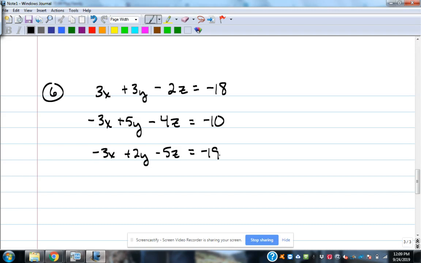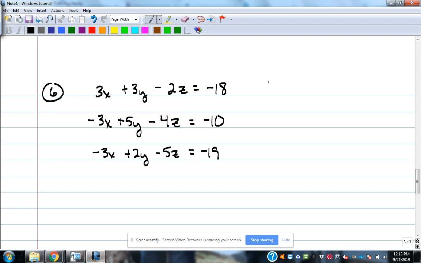Right? So we got 3x plus 3y minus 2z is equal to negative 18. And then we got negative 3x plus 5y minus 4z is equal to negative 10. And then the last equation, negative 3x plus 2y minus 5z is equal to negative 19. A lot of different ways to solve that, but ain't none of them fast, right? If you try to pair up equations and eliminate, none of it goes fast with three variable systems. So what we can do is set that up into a matrix.